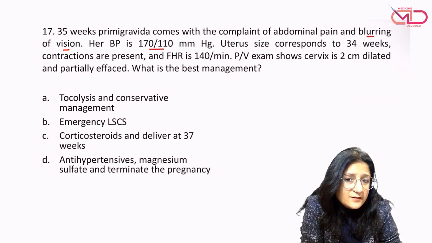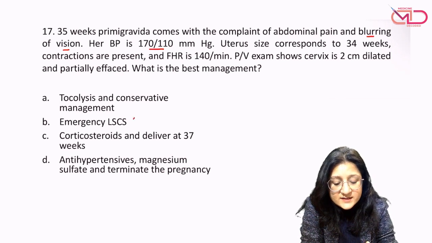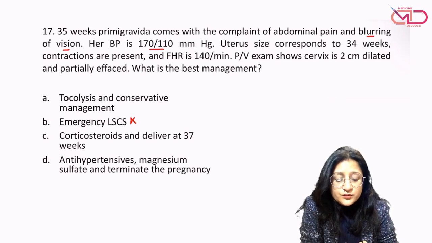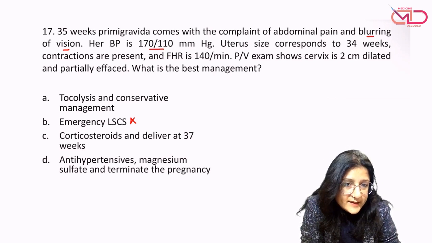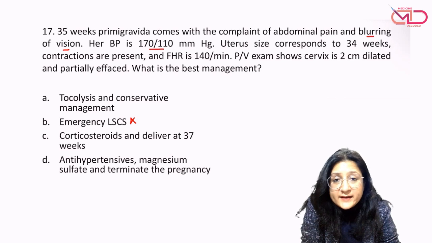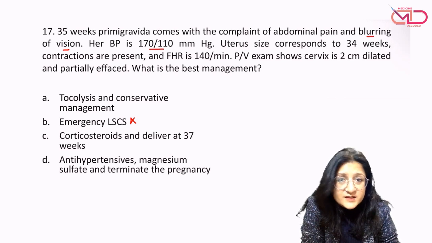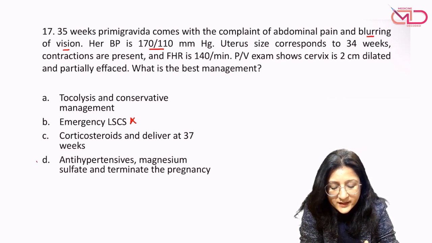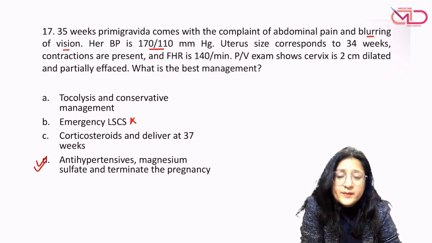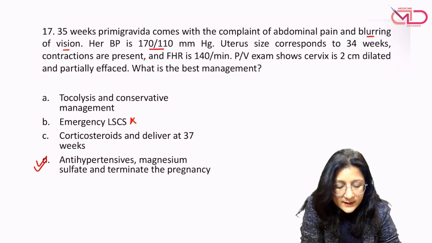Now, this is by itself not a direct indication for an emergency cesarean section at all, right? Vaginal delivery can be achieved. So to control the BP, we have to give antihypertensives. Since she has signs and symptoms of impending eclampsia, she has severe preeclampsia, prophylactic magnesium sulfate should also be given for seizure prophylaxis. And for termination of the pregnancy, in this particular situation, augmentation of labor can be done if the contractions are deemed to be ineffective or inadequate. So this is the right answer.